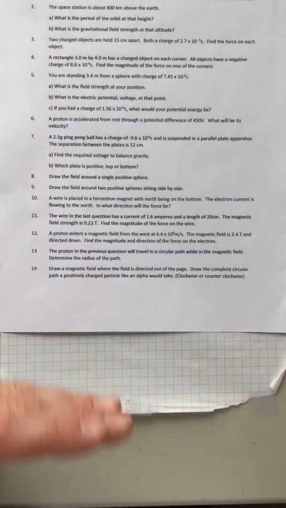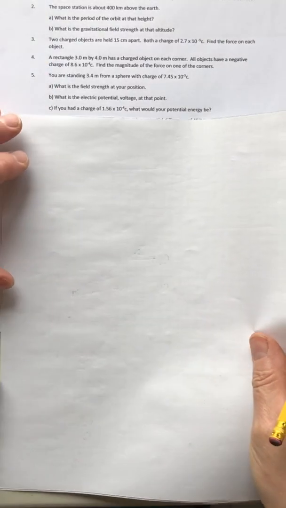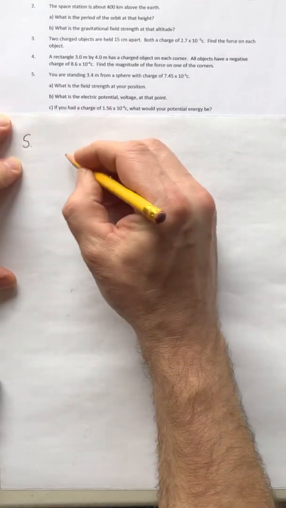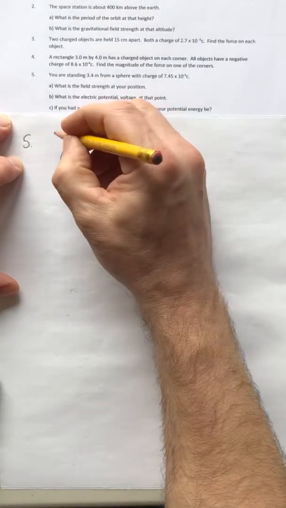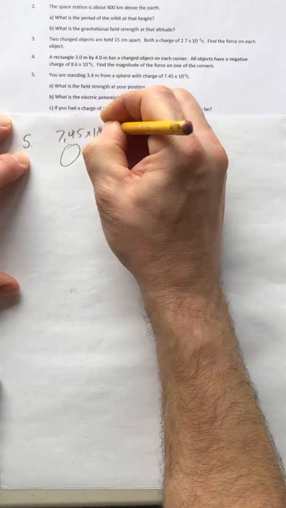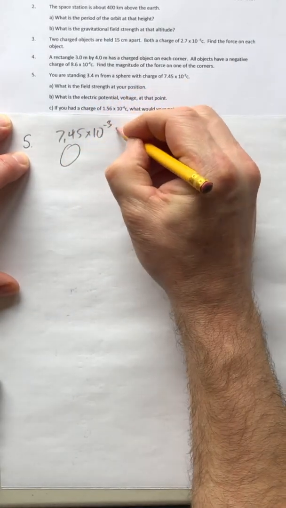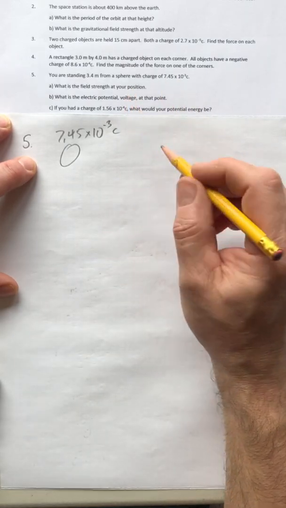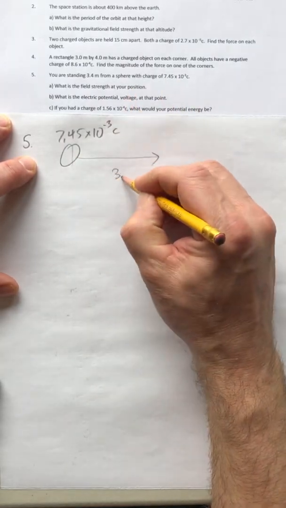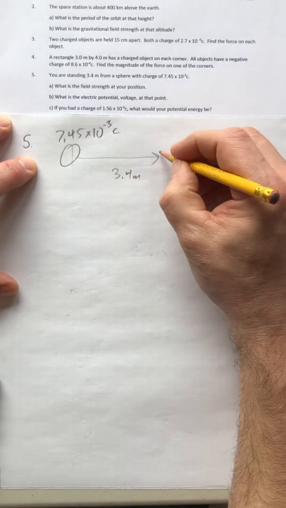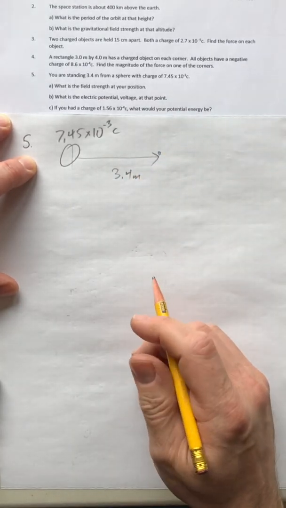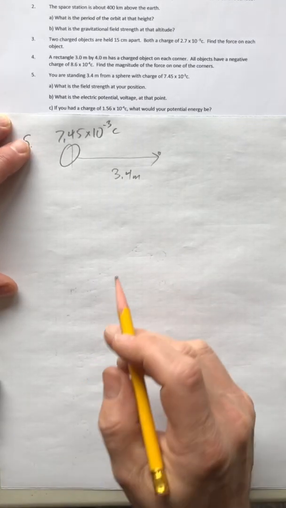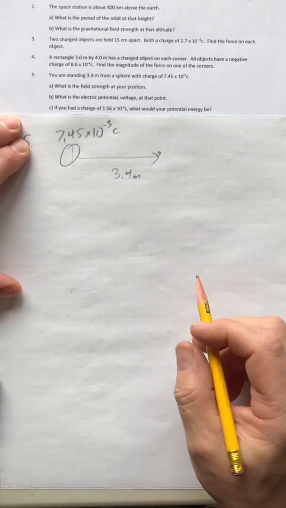Let's take a look at number 5. You're standing 3.4 meters from a sphere. Okay, I got a sphere here, just got charge on it. 7.45 times 10 to the minus 3. That's actually pretty big. Usually around minus 5, minus 6. I'm standing 3.4 meters away, right at that spot there. What's the field strength? What's the electric potential or the voltage at that point? And if you had a charge of this much, what would your potential energy be?